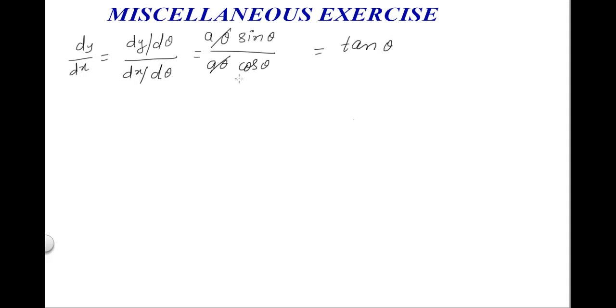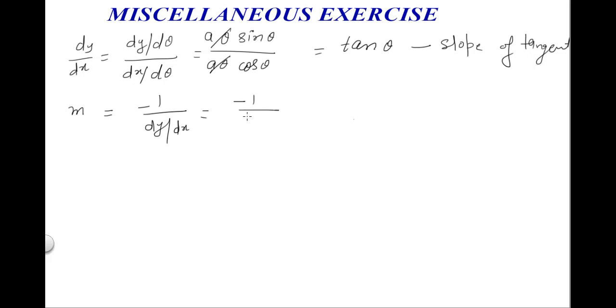So this is the slope of the tangent. I am mentioning here slope of tangent. The slope of the normal will be minus 1 upon dy by dx, right? What is the value of dy by dx? Tan theta. So what is the answer for the slope that we have? It is minus cot theta. Clear?